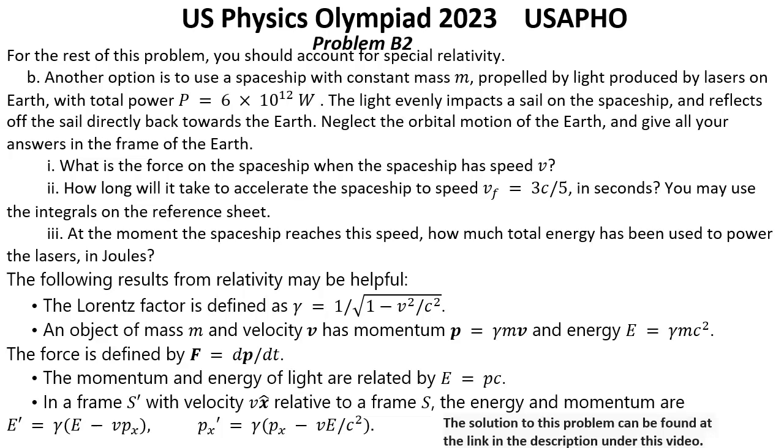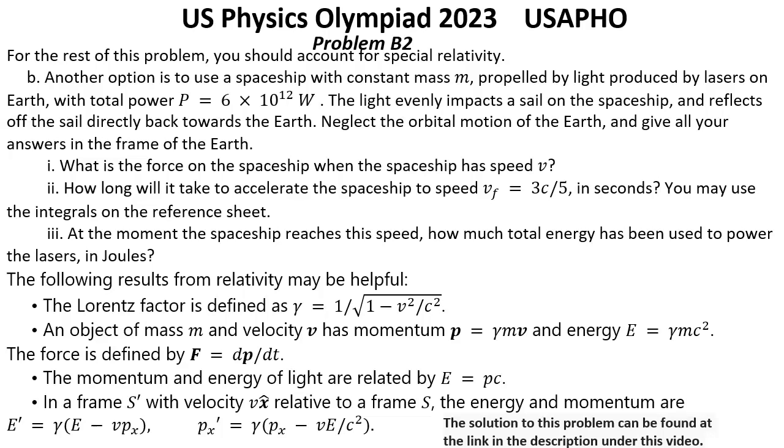Question 3. At the moment the spaceship reaches this speed, how much total energy has been used to power the lasers, in joules? The following results from relativity may be helpful. First, the Lorentz factor is defined as gamma equal 1 over the square root of 1 minus v squared over c squared. Second, an object of mass m and velocity v has momentum p equal gamma m v and energy E equal gamma m c squared.